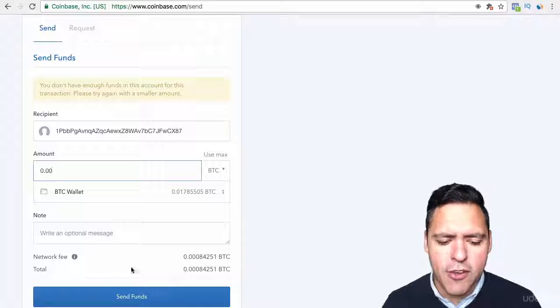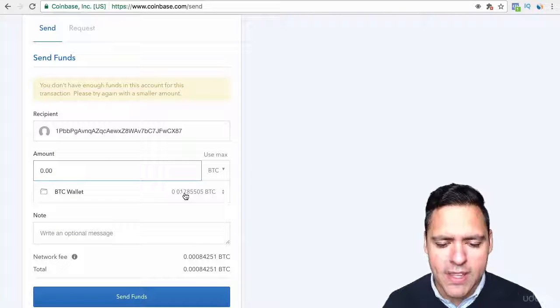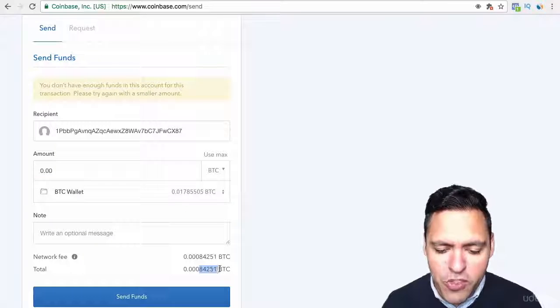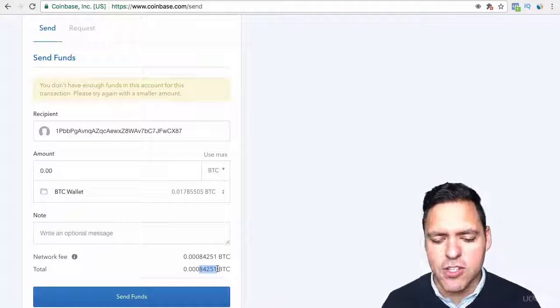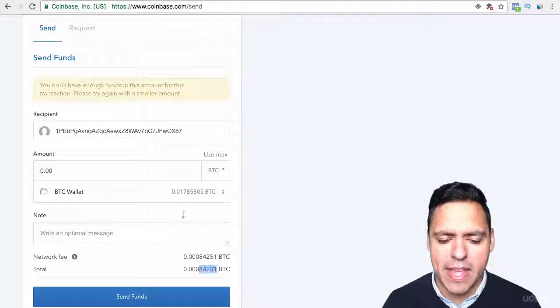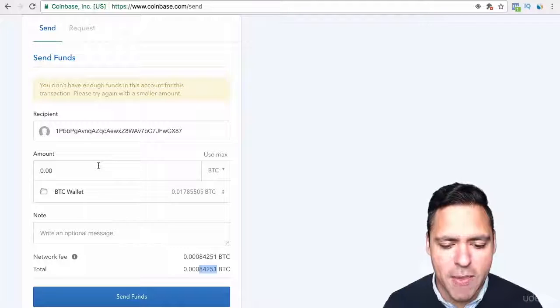You've got to enter a value, which means that the total of 0.017855505 equals the total. I just did a transaction so you can see that it won't accept it if you entered 0.01785 here as the amount you'll send, because they have to add a network fee.